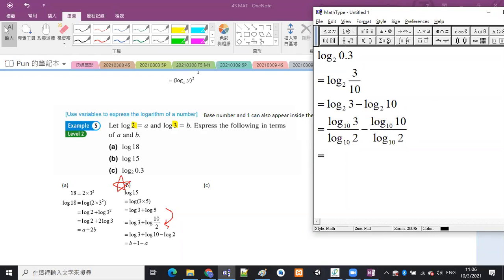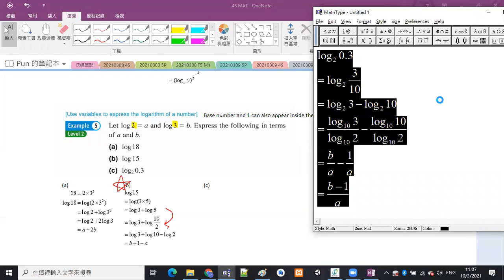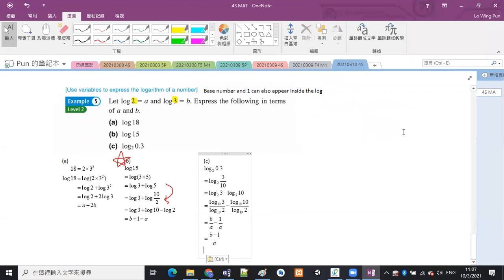Okay, now you can see that everything is already there. Log 3 base 10 is just B. Log 2 base 10 is A. Minus log 10 base 10 is 1. Log 2 base 10 is also equal to A. So finally, you just merge the two fractions into one single fraction, B minus 1 over A. That is the answer. Is that okay?